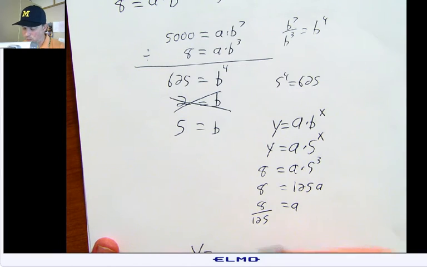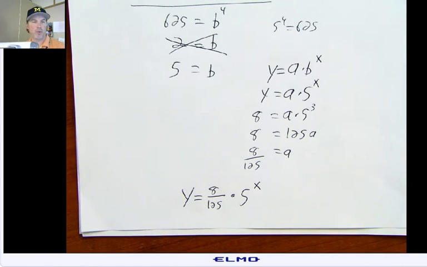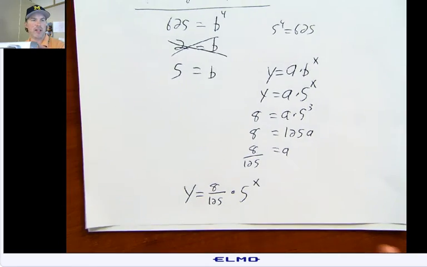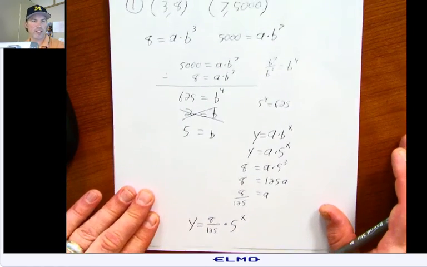So our final equation is y equals a times b to the x, which is y equals 8 over 125 times 5 to the x. That was when I was given 2 coordinates. Okay.